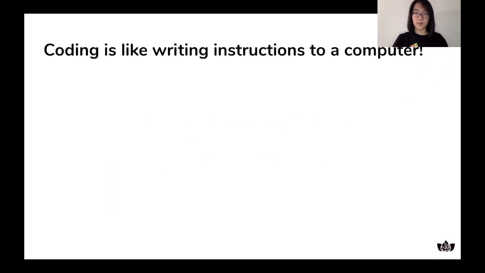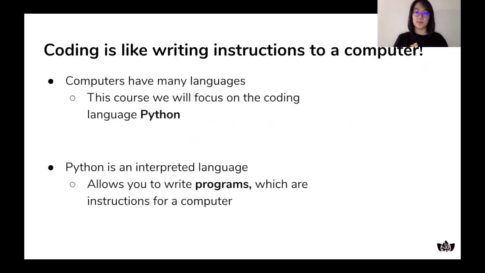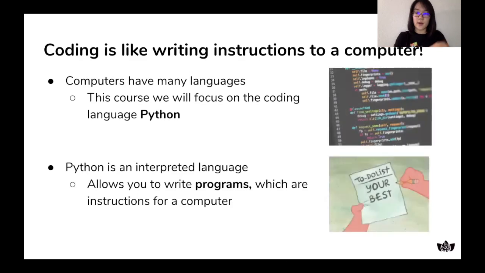So in this class, we're going to be focusing on a specific language. Just like how we speak multiple languages, a computer can also have many languages that it understands, and in this case, we're going to focus on one called Python. Python is an interpreted language, and allows you to write different programs. So I like to think about this as like writing a to-do list. Essentially, we're writing code that tells the computer what to do.